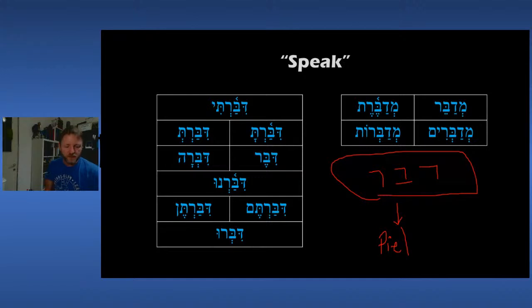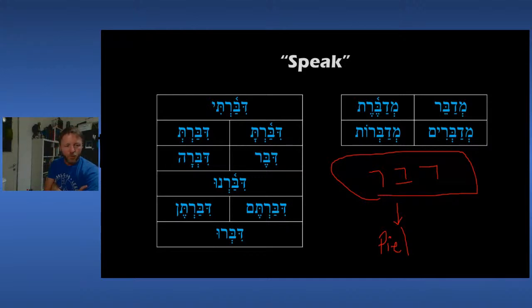There are some exceptions where we say dover and doveret as a speaker of a language. Ani dover ivrit, ani dover anglit, I am a speaker of English. Dover could also be a speaker for a political position, like the president has an official spokesperson, dover or doveret. But normally, davar does not find expression in the kal. It skips the kal and goes straight into the piel.